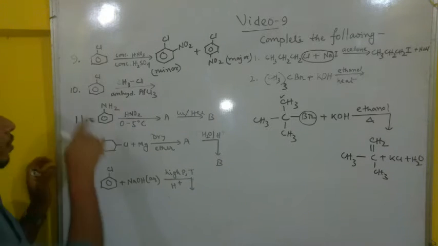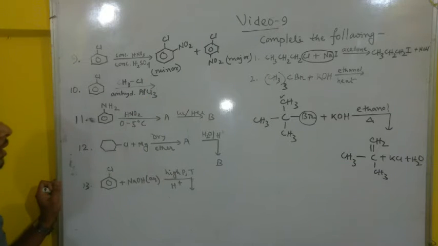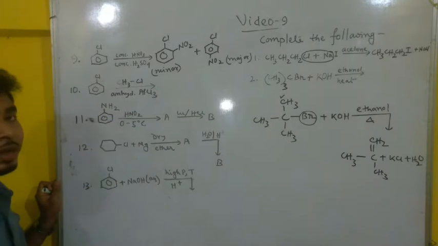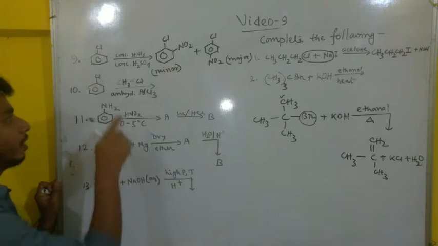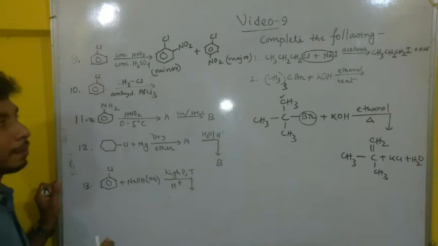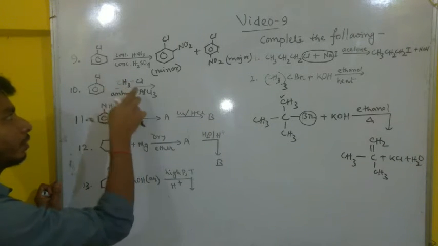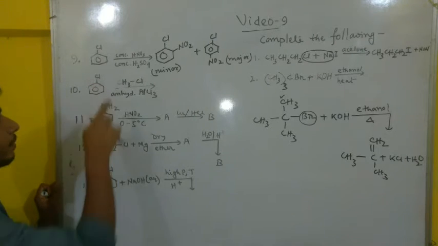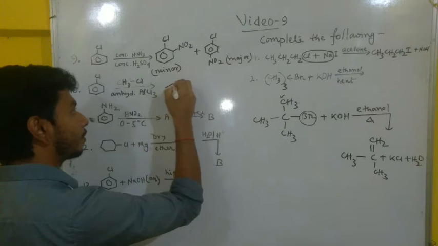Next reaction, chlorobenzene reacts with CH3Cl in presence of anhydrous AlCl3. This reaction is Friedel-Crafts alkylation. That is an electrophilic reaction of chlorobenzene. So in Friedel-Crafts alkylation, the alkyl group goes in the ortho and para positions. Here the alkyl group is the methyl group. This methyl group gets bonded in the ortho and para positions.